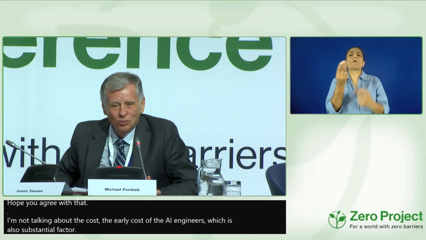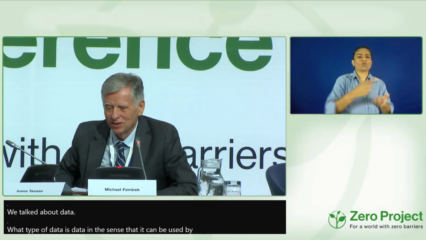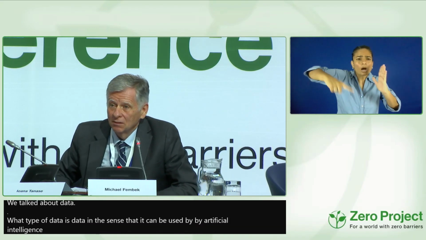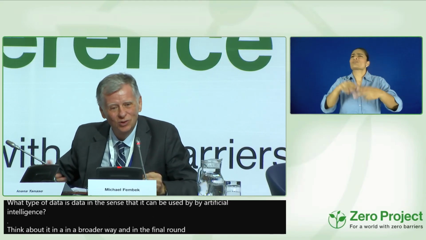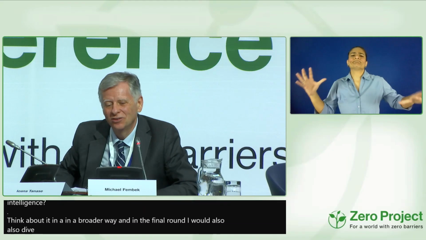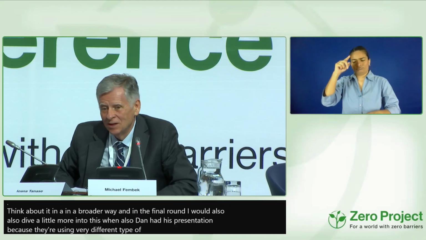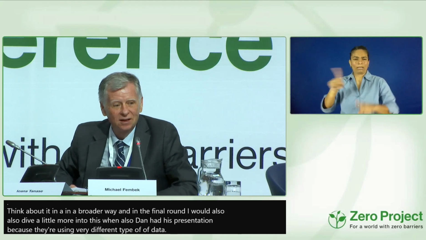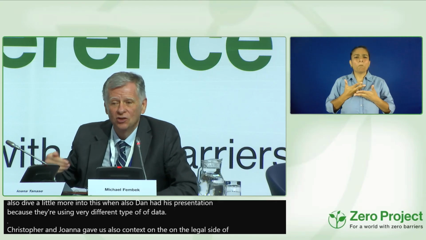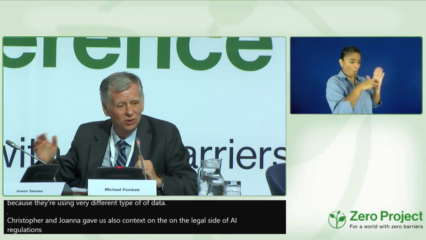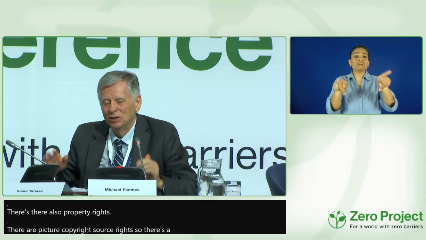We talked about data, what type of data is data in the sense that it can be used by artificial intelligence. Think about it in a broader way, and in the final round I would also dive a little more into this when Dan has his presentation, because they're using a very different type of data. Christopher and Joanna also gave us context on the legal side of AI regulations. There are also property rights, picture, copyright, source rights, so there's a lot to consider. But we don't want to frighten you off.